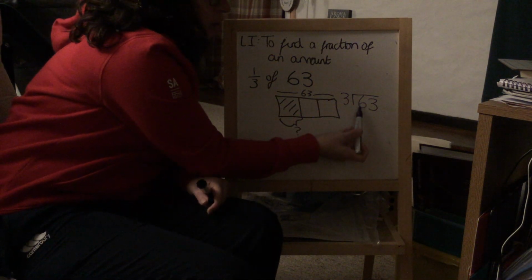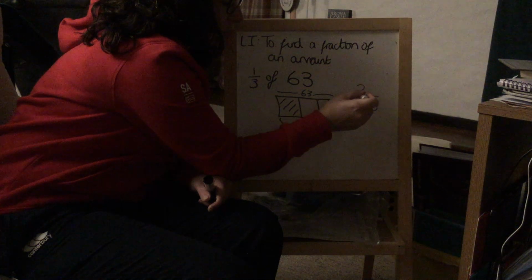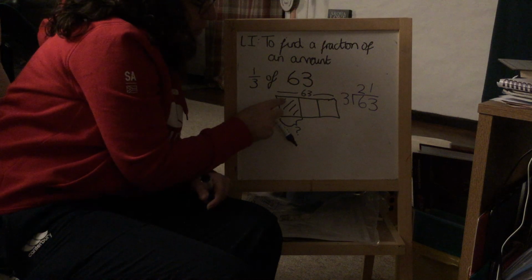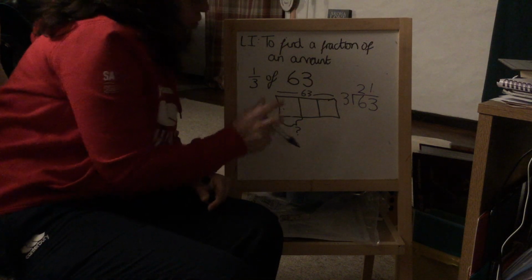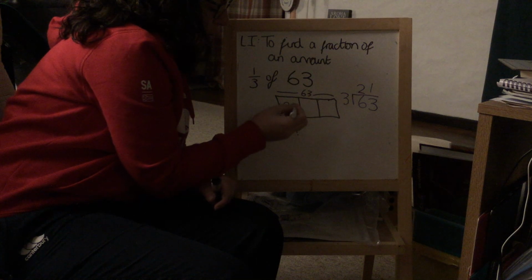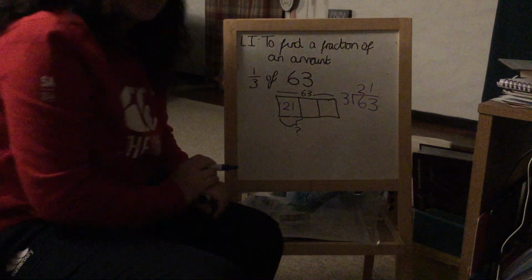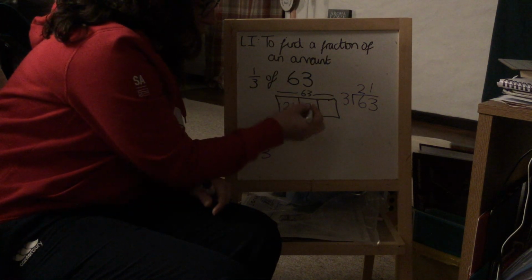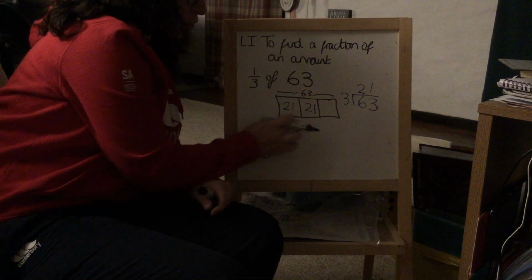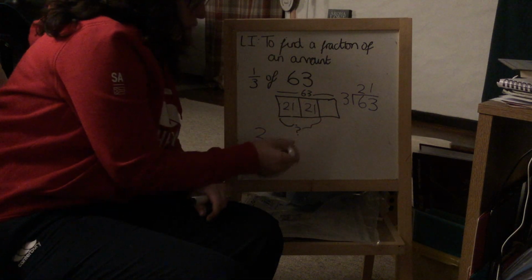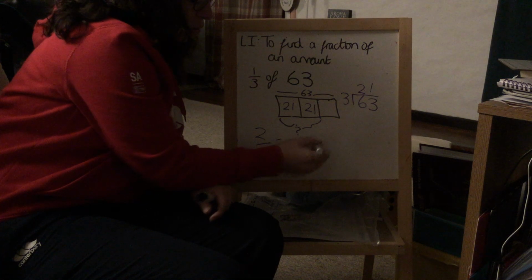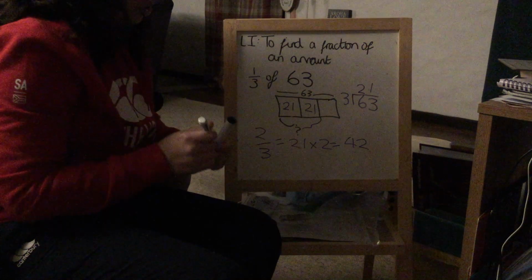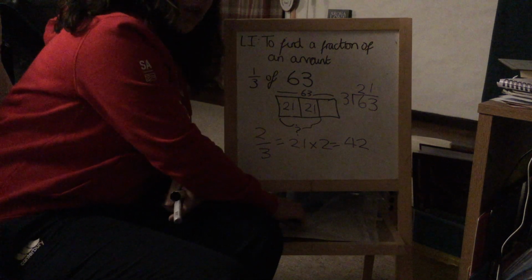So 3 goes into 6 twice, and 3 goes into 3 once. So our value of 1/3 is 21. From there, again, we can find 2/3 because that equals 21 times 2, because we're now having 2/3. So 21 times 2 equals 42.